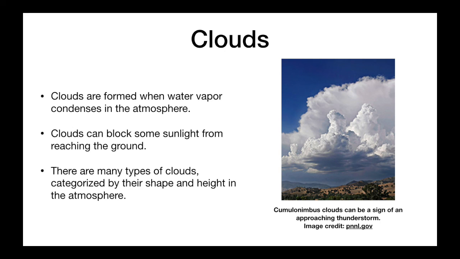There are many different types of clouds. The way that we classify them is generally by their shape and then by their height in the atmosphere, what layer of the atmosphere we find them in. And on your screen, you have one example of a type of cloud. This is a cumulonimbus cloud, and these clouds are a sign of an approaching thunderstorm. And they generally are associated with rain or lightning or thunder.